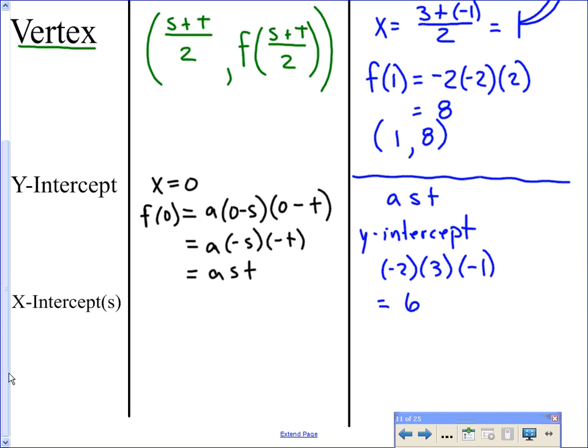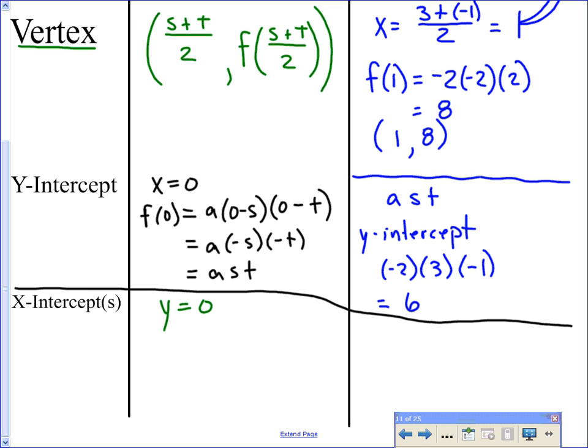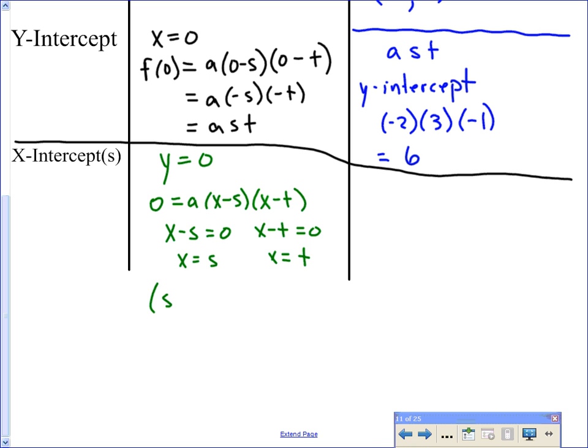And then the last one is going to be to find our x-intercepts. So for the x-intercepts here, we know y is equal to 0. So if y is 0, then 0 is going to be equal to a times x minus s times x minus t. Here we could just use the zero product property, and we know that this means that x minus s is equal to 0, or x minus t is equal to 0, which would tell us that x equals s and x equals t. So those are going to be our x-intercepts. So the point (s, 0) and then the point (t, 0) are going to be our x-intercepts.